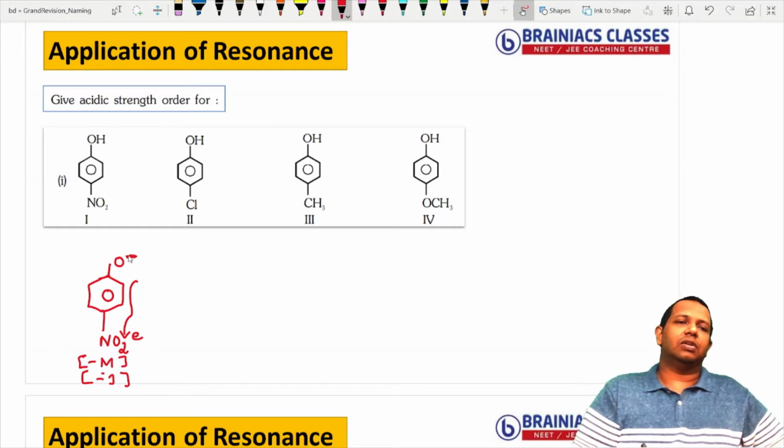That means electron density on the oxygen atom decreases. That means charge density decreases. That means stability increases. So we can say it is a good acid. It is a good acid. Now let's take the next species.